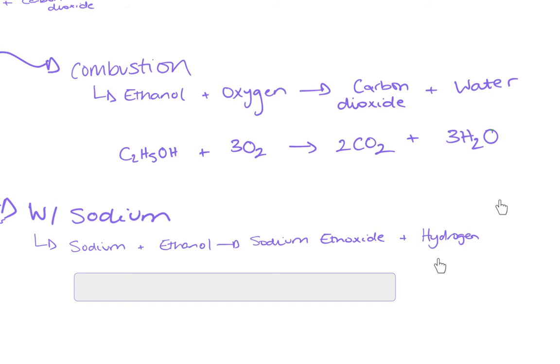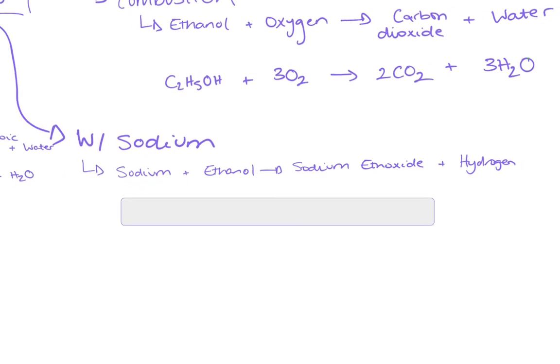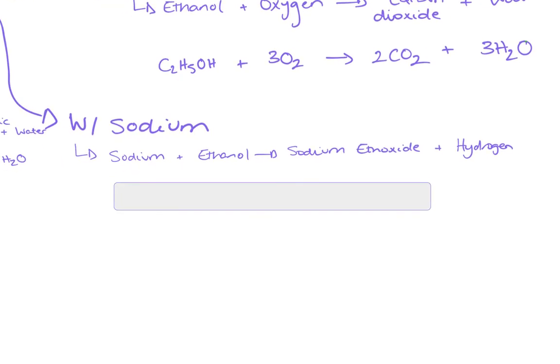Now, your next reaction of alcohols that you need to know is that it reacts with sodium. And actually, it can react with other metals as well, but sodium is the one they specifically want you to look at. Now, sodium is in group 1, and it reacts with ethanol to form sodium ethoxide and hydrogen. Now, you might be thinking, why have you asked me to do this? I don't know what an ethoxide is.